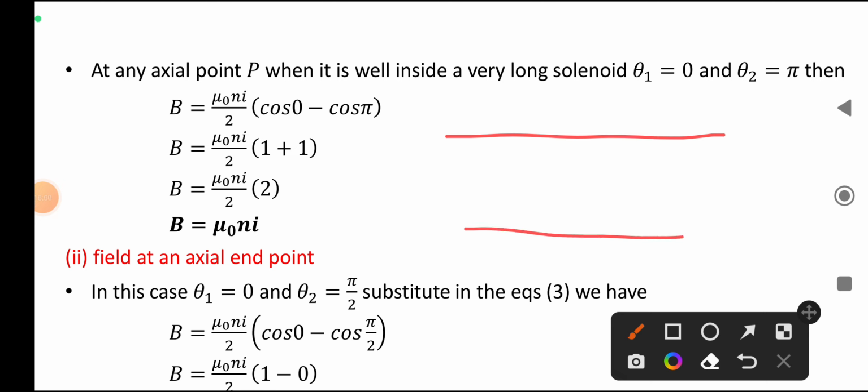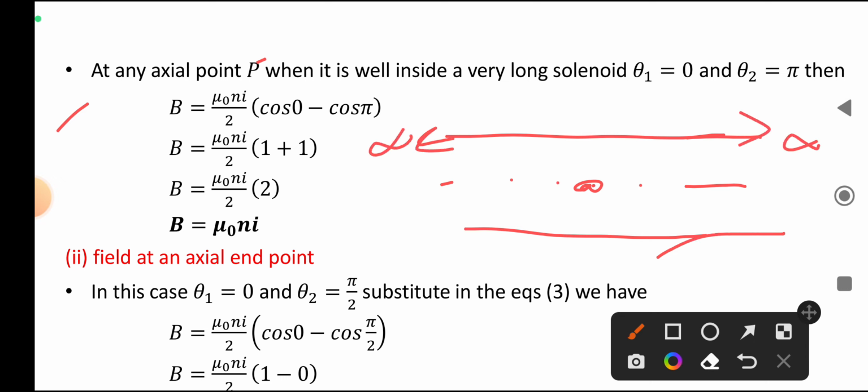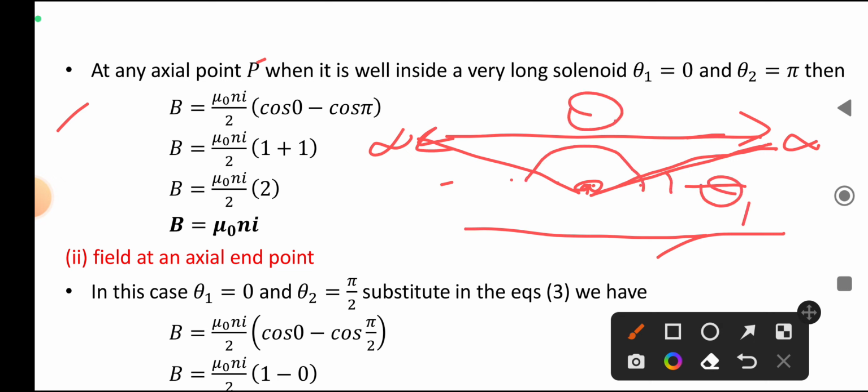It is a solenoid, and this is its axis. Inside means take any axial point P well inside a very long solenoid. Theta 1 is 0, and theta 2 is... let it be here. It is very long, meaning this end is up to infinity and this end is also up to infinity. Take the line at this end and at this end. This angle is generally theta 1 and this angle is theta 2.